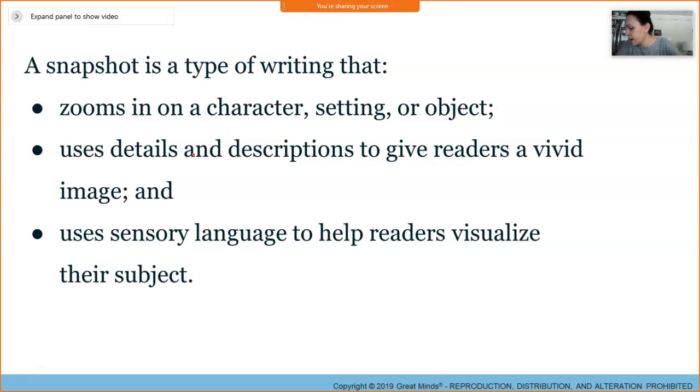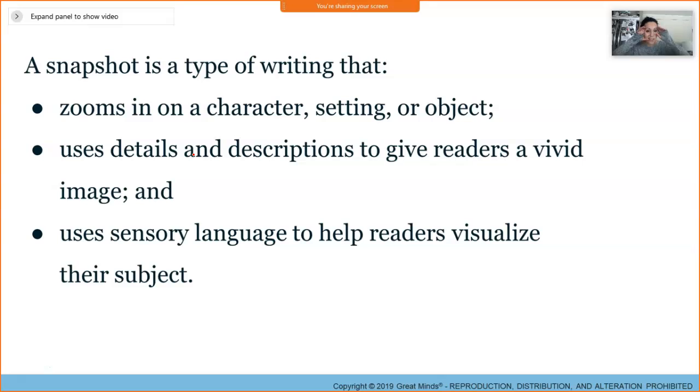Okay, so now we need to talk about what a snapshot is before we can get into doing this activity on our own. So a snapshot is a type of writing that does the following. It zooms in on a character, setting, or object.